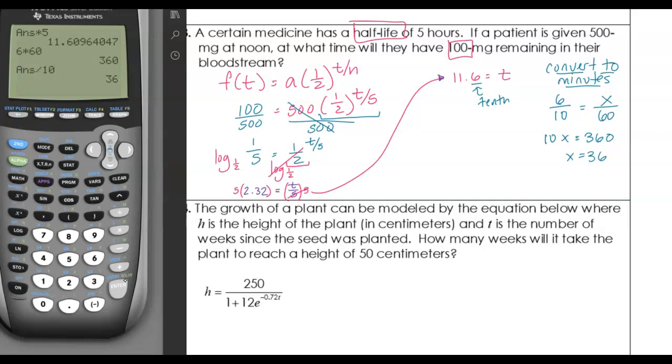where we have only 100 milligrams remaining in our bloodstream, is what? What is our time here? Yes, 11 hours, 36 minutes. Or in other words, at 11:36 p.m.